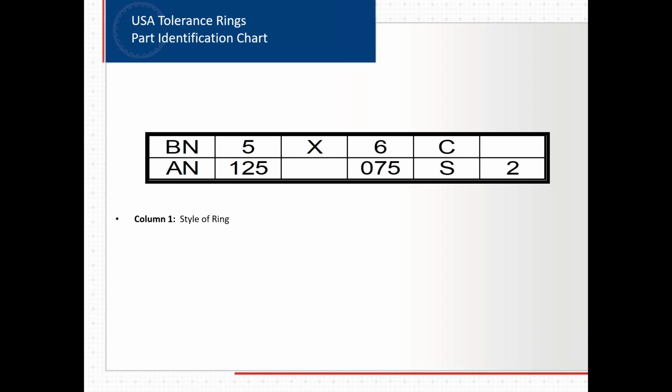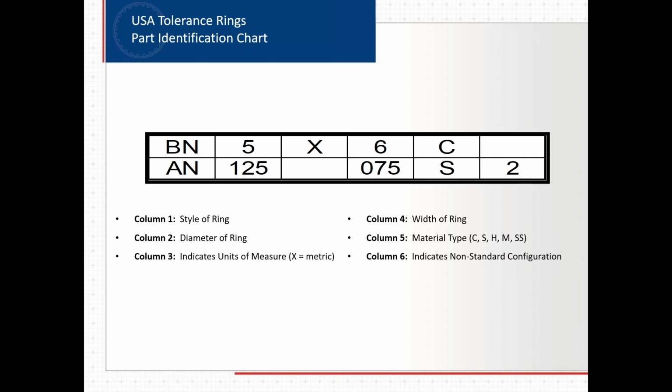Now, our part number nomenclature actually tells us what is going on with the ring. So the first column tells you if it's AN or BN, whether the waves or bumps are on the outside or the inside. AN, BN, that's column 1, the style of the ring. Column 2 is the diameter of the ring. If it's a metric ring, which is signified by the X here, this would be 5 millimeters. For this English unit ring, it's 1.25 inches.